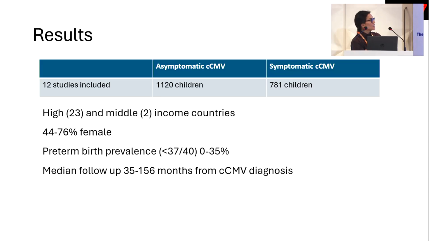So, of the 12 studies included, this included 1,100 asymptomatic children and 780 symptomatic children. All of those papers came from high or middle income countries. There was a really variable preterm birth, normal being about 10%, so it was quite varied. And the median follow-up, again, very varied, from 35 to 156 months from diagnosis.